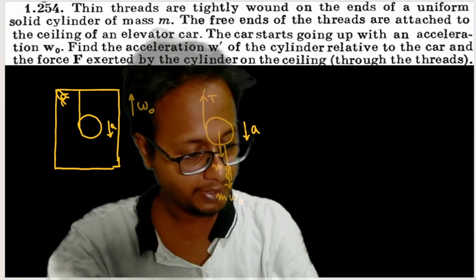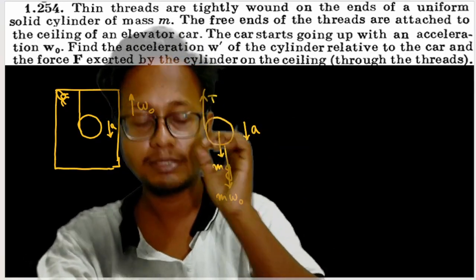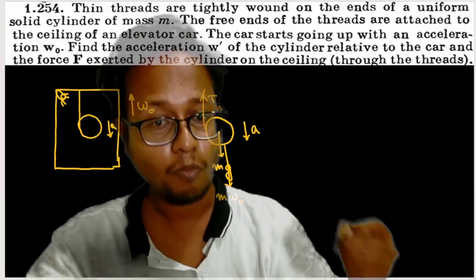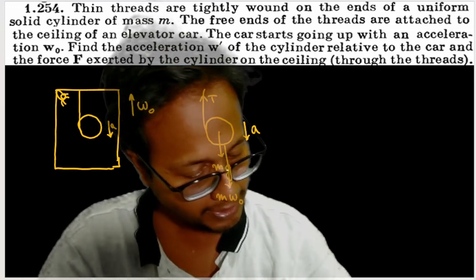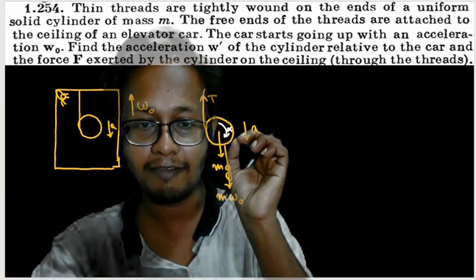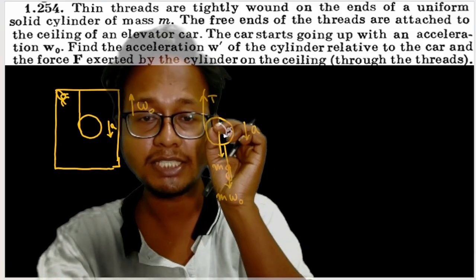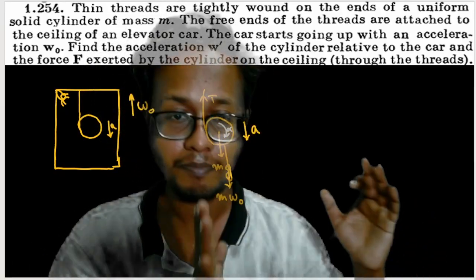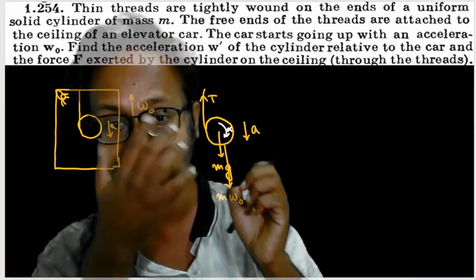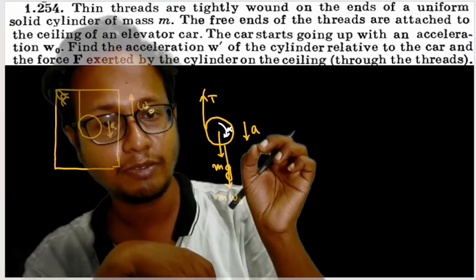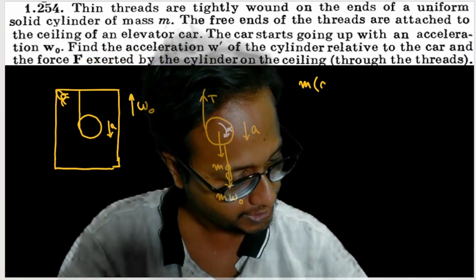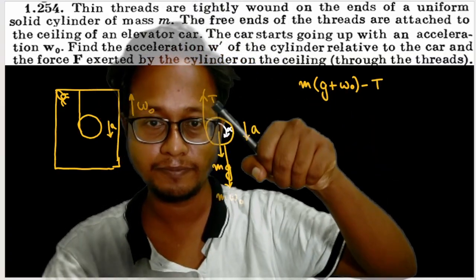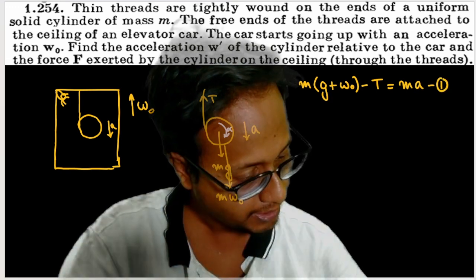Now method one. That means I am going to apply rotational motion and linear motion separately. While the cylinder is coming down, it is also rotating with angular acceleration alpha, and this alpha of the disc is seen by someone sitting on the middle of the disc. Let me write down the equation. The force equation is mg plus m omega naught minus T is equal to m a. Taking m common, m(g plus omega naught) minus T is equal to mass into acceleration. This is my equation one.